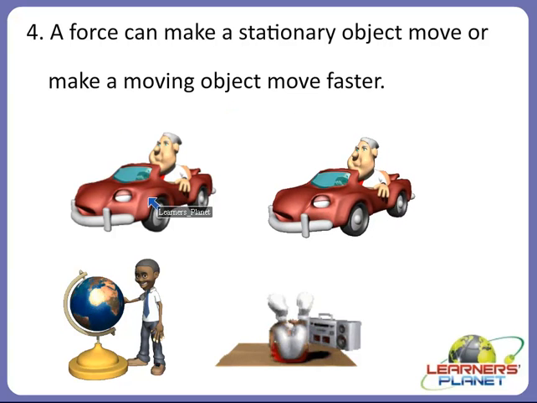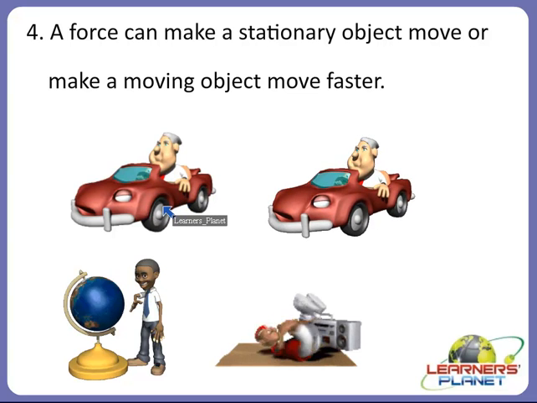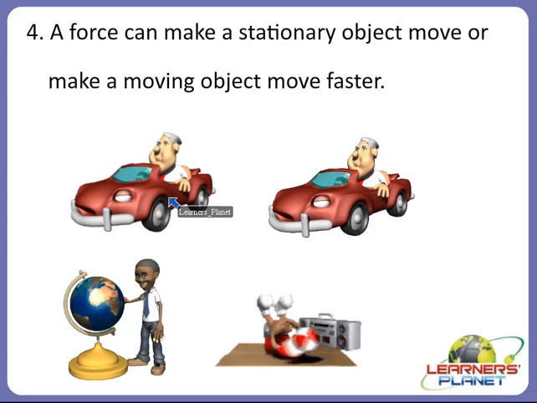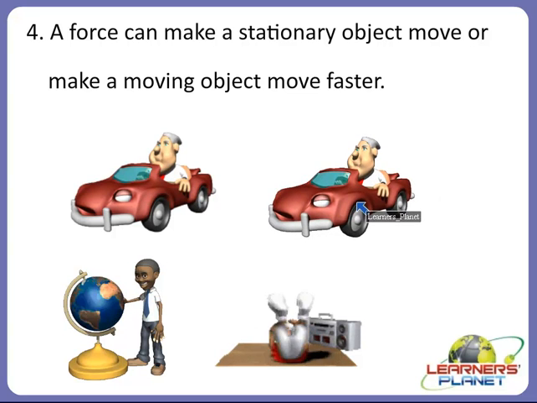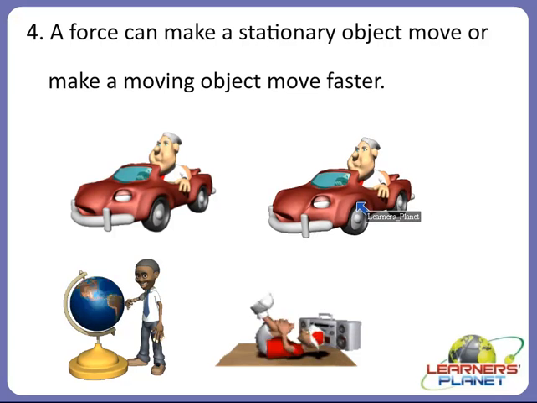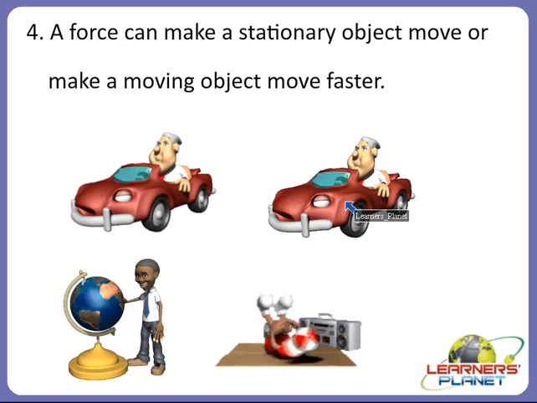So here you can see that first the car is in the stationary mode, or we can say that this is a stationary object. A man is not driving the car, but when he accelerates it, he applies force. He is able to drive the car. That means a stationary object has started moving. And now when he accelerates more and more, when he speeds up more, then this object is able to move faster.